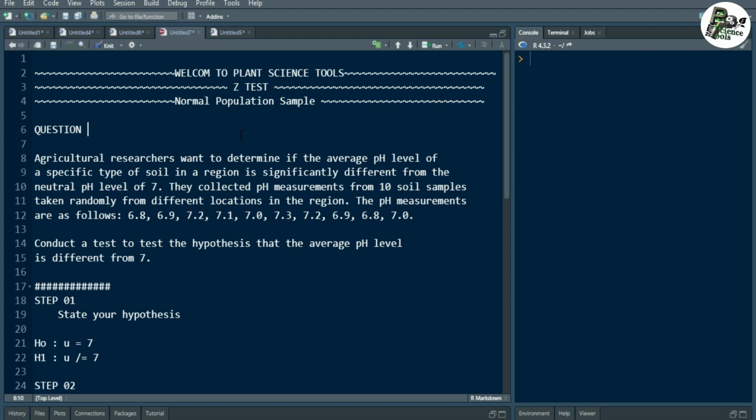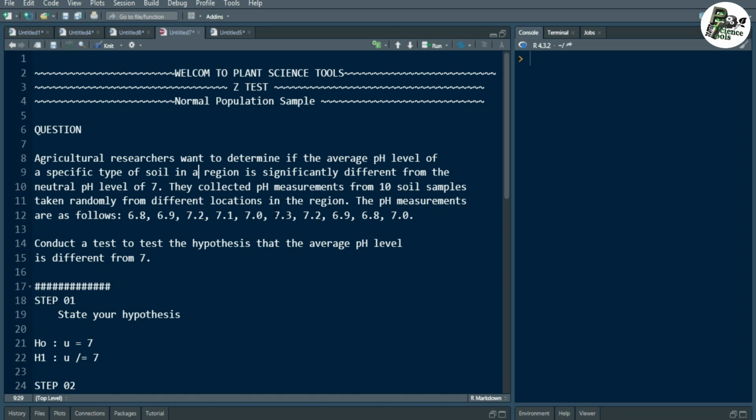The question is that agriculture researchers want to determine if the average pH level of a specific type of soil in a region is significantly different from the neutral pH value of 7. They collected pH measurements from 10 soil samples taken randomly from different locations in the region.